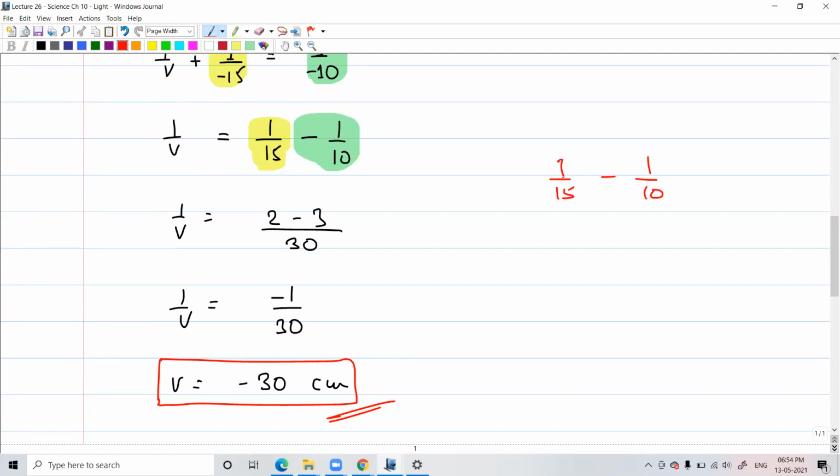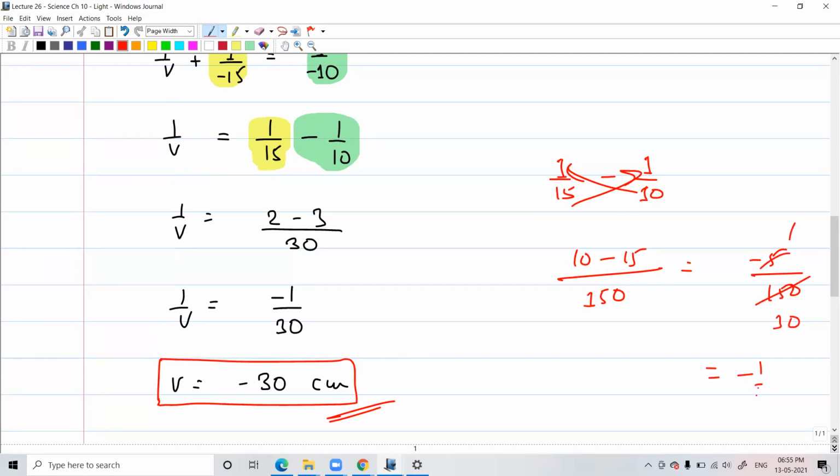Nowadays, they teach you differently, right? How do you normally do this kind of addition, subtraction? Cross multiplication. See, if these two are co-prime, if they don't have any factors between them, then of course we can do cross multiplication. You'll still get the same answer. 10 minus 15 by 150. It will be minus 5 by 150. You cancel it, you'll get minus 1 by 30.